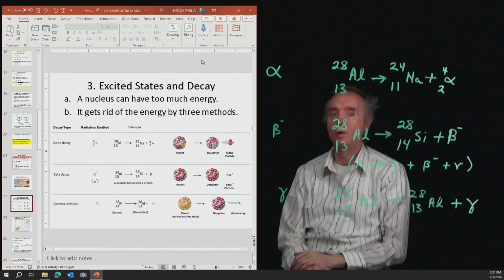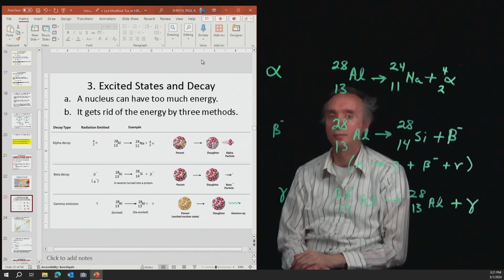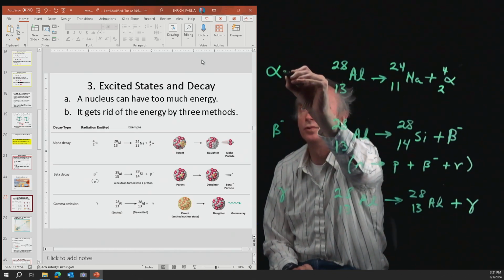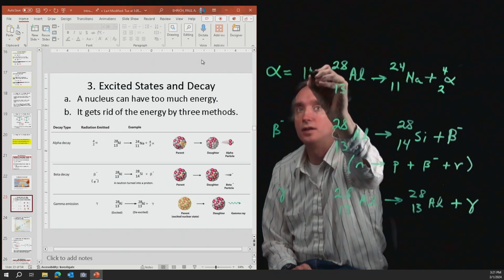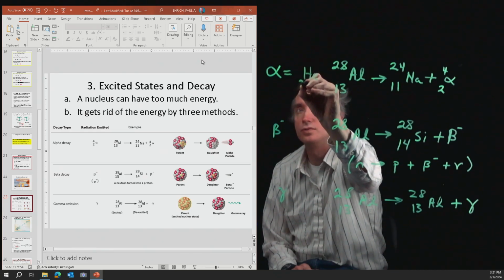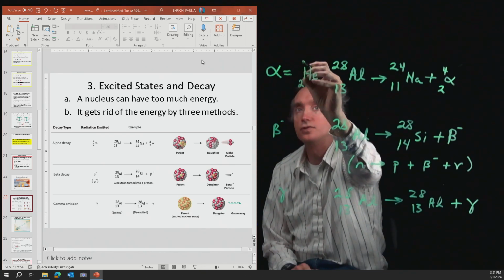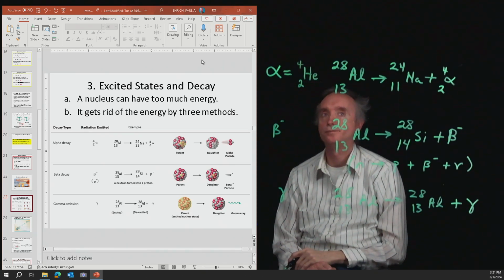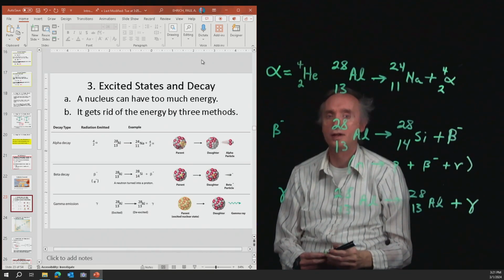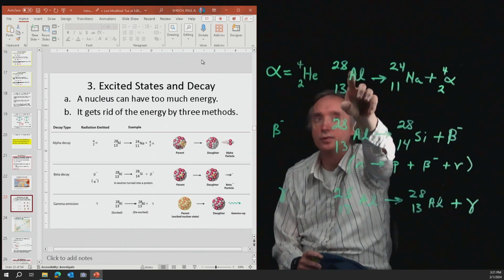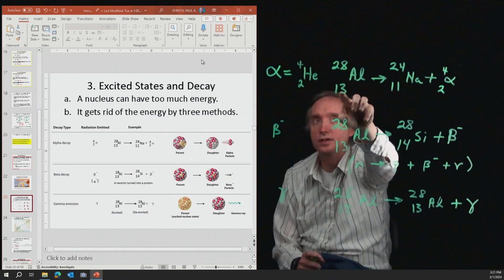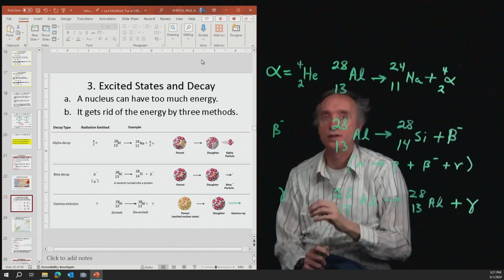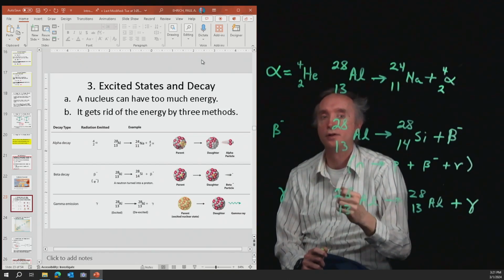So first of all, what is an alpha particle? An alpha particle is going to be a helium nucleus. A helium nucleus has 2 protons and 2 neutrons, so we would say it's a 2-4. Let's pretend that we've got aluminum 28-13 here, and it's unstable. It's going to emit an alpha particle.